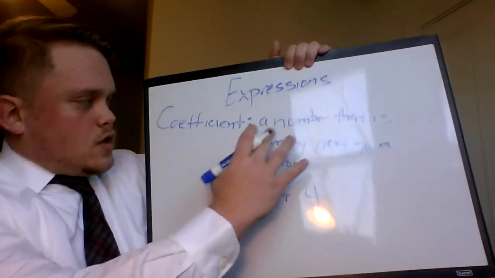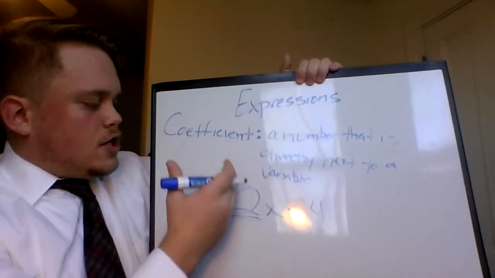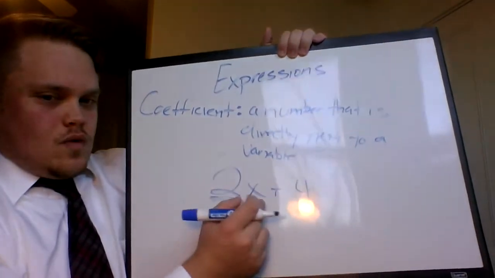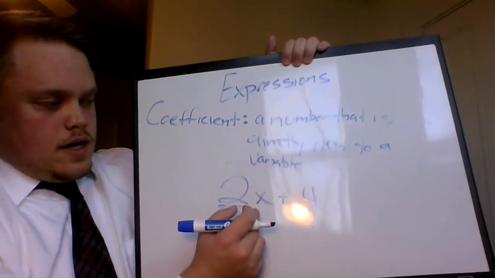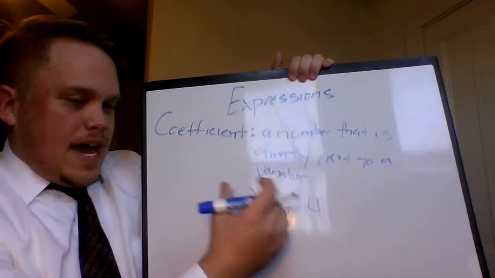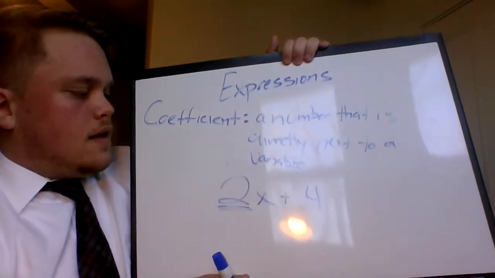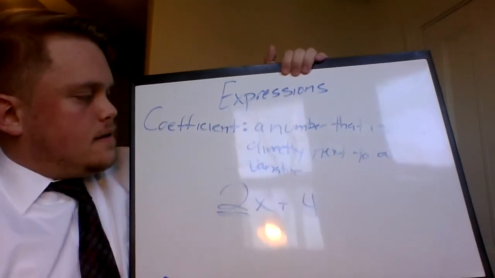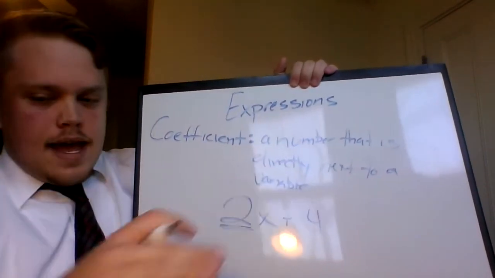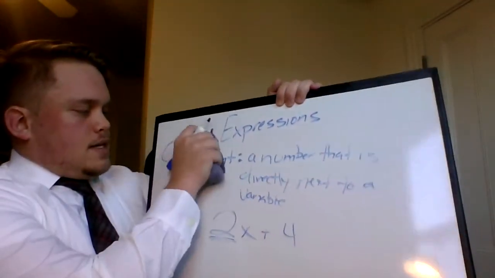Variable. So let's just go over coefficient one more time. Coefficient is the number that is directly next to a variable, just like this 2 is directly next to the x. Okay? Right with, and they affect one another. Okay? That's how you can remember that. So make sure you wrote that down because I'm going to erase it.